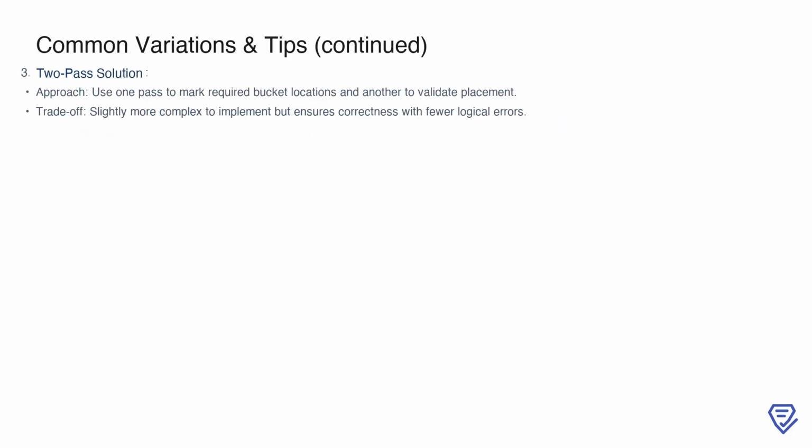An alternative worth considering is the two-pass solution. In this approach, you first use one pass to mark the locations where buckets are required and then perform a second pass to validate the placement. While this method may be slightly more complex to implement than the greedy approach, it offers a structured way to ensure correctness with fewer logical errors. This extra validation step can be particularly helpful in catching edge cases that might be missed in a single-pass approach. Overall, understanding the trade-offs between these methods can help you choose the most appropriate one based on the problem constraints and the context in which you're solving it, such as during an interview or in a competitive programming setting.